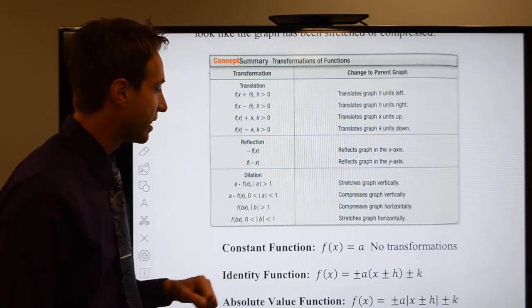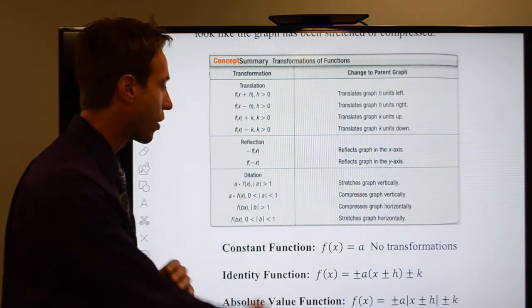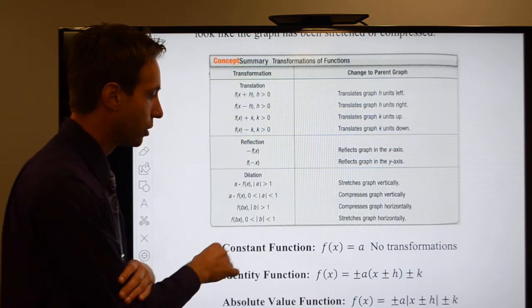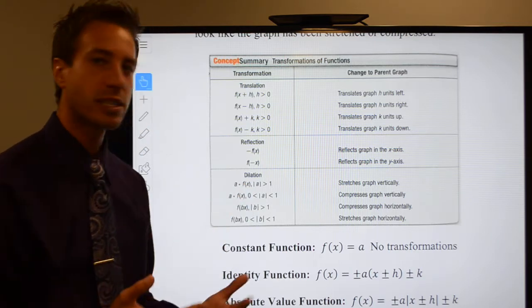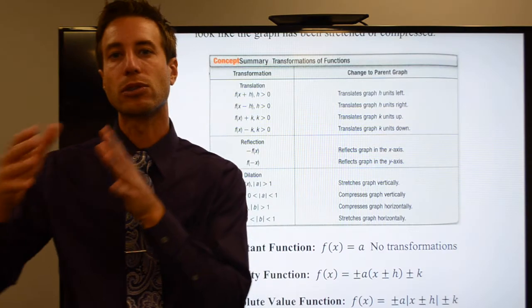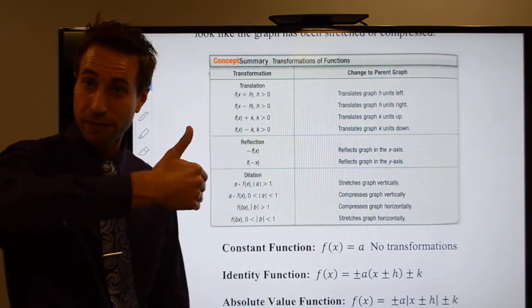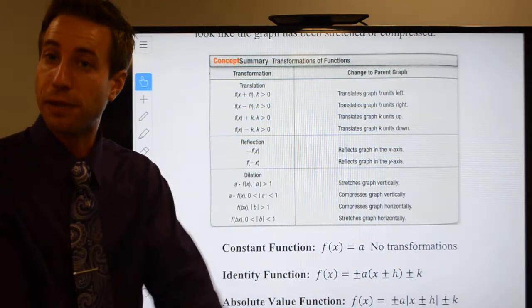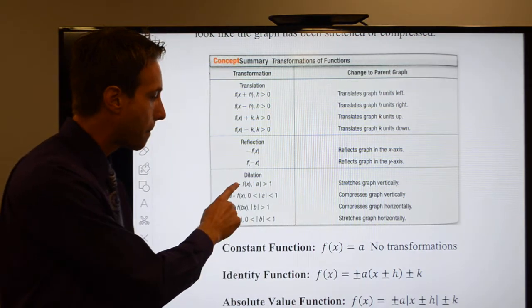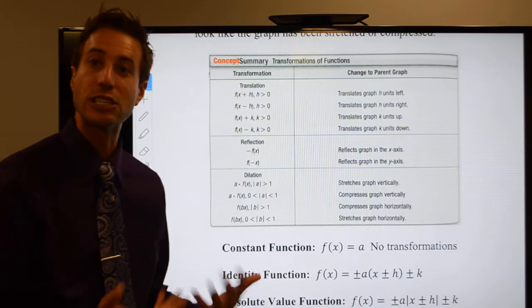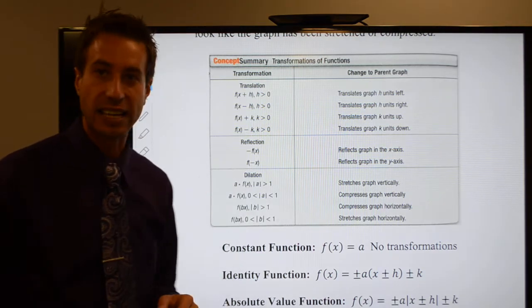And then down here in the dilations, we just need to worry about these top two with A. And what's going to happen here is this is going to be a number multiplied again in front of your function. So if you have a minus sign in front of your function, it's going to flip the graph. If you have a number out here in front of the function as well, that's going to be a dilation.